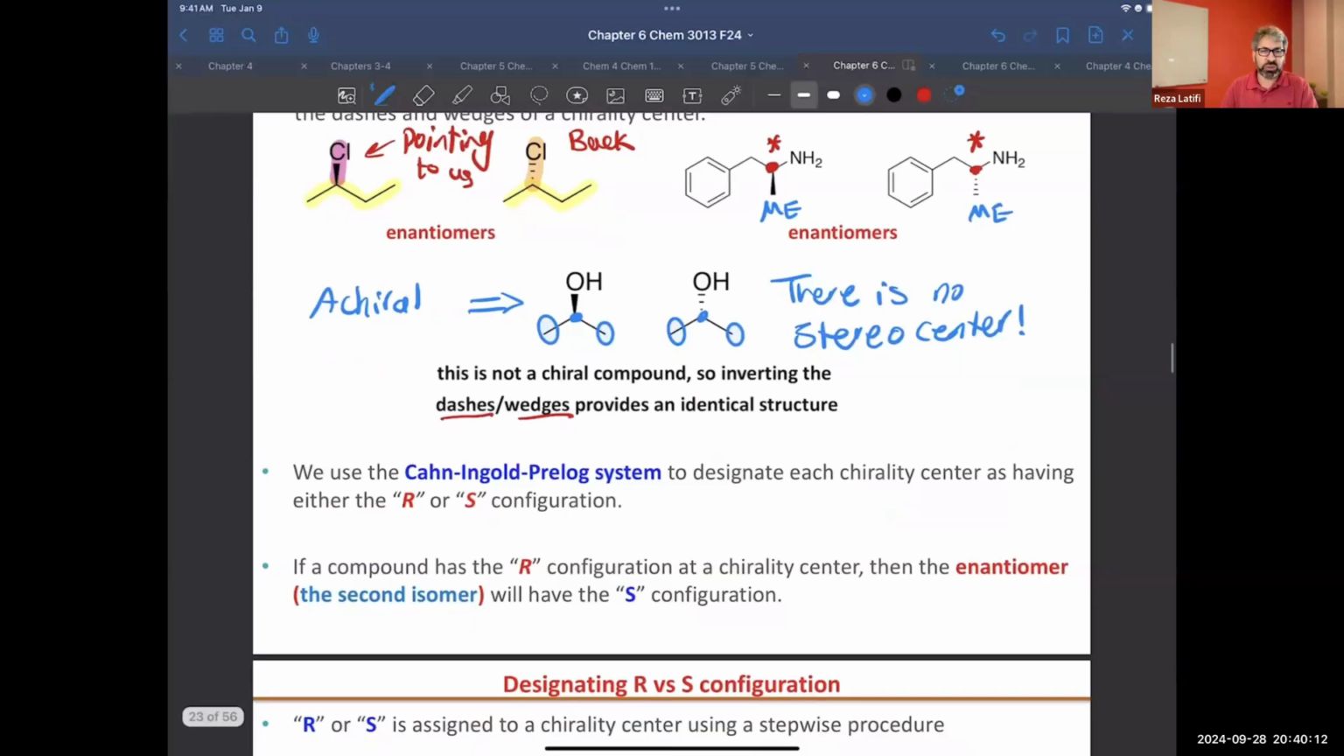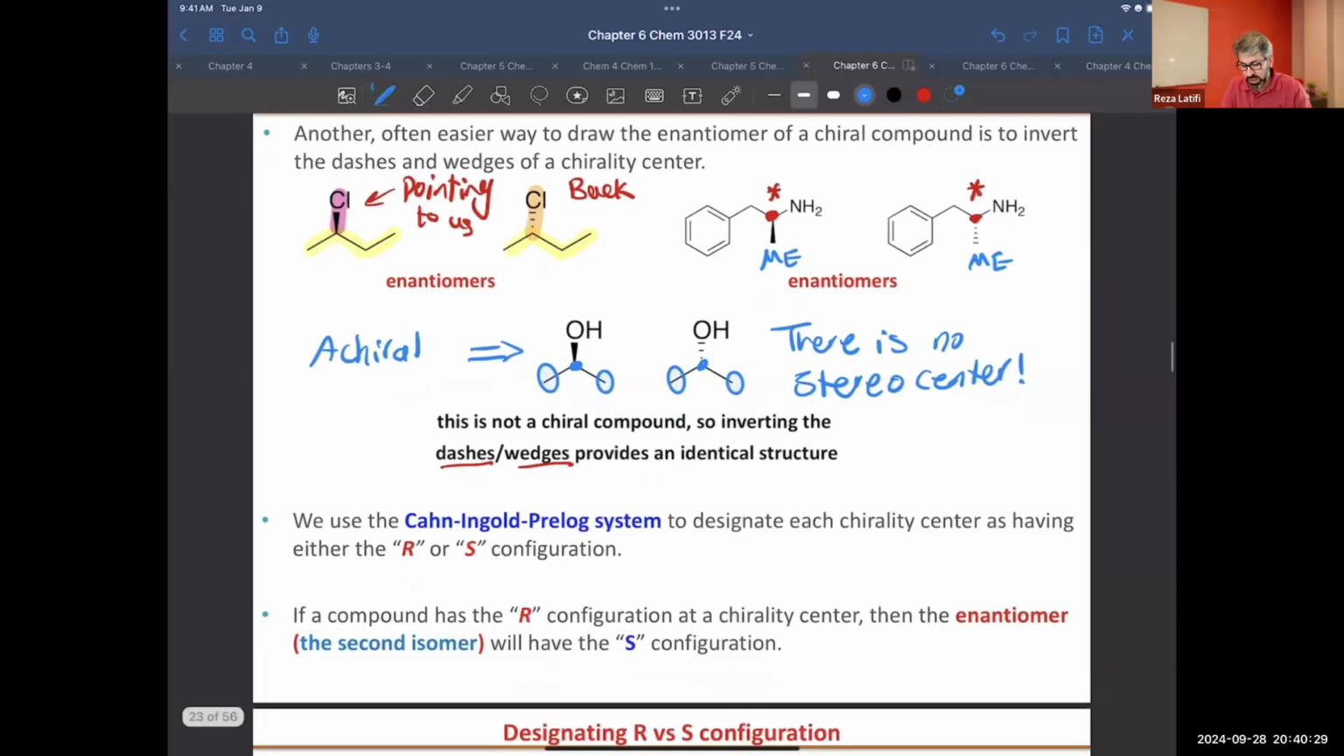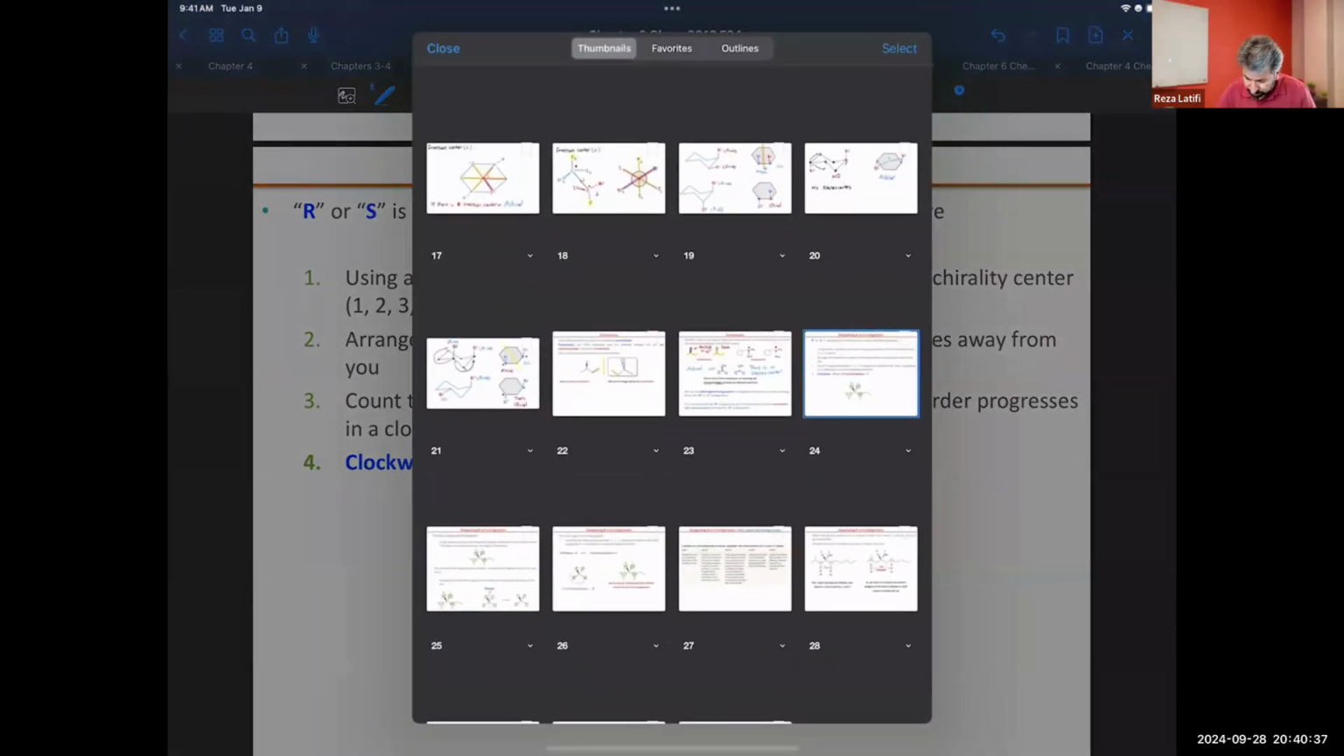We have an easy way to show the enantiomers, instead of simply switching the position of the substituent: we use R and S. R is for whenever the rotation is clockwise, and S for counterclockwise. And how do I assign whether a molecule has R or S configuration? I'm going to start with this.